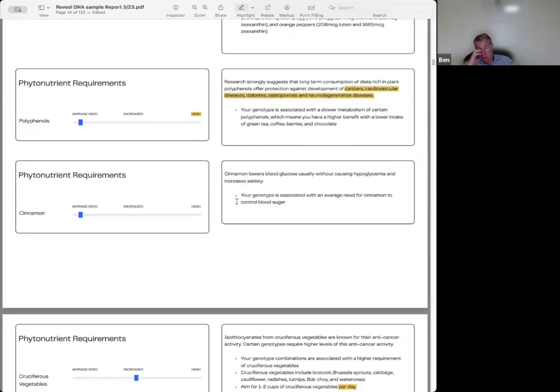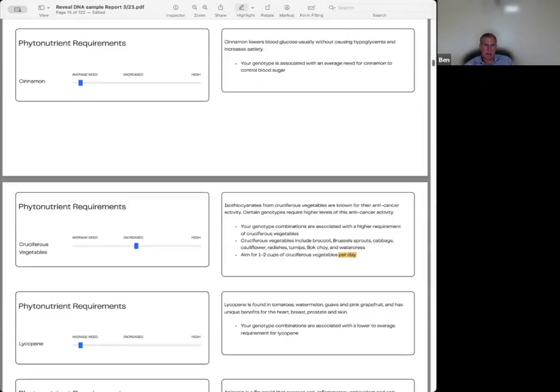Cinnamon. So there's a gene that tells us if cinnamon is important. And it can help with blood sugar handling and satiety, so fullness. So if it comes up increased or high, you're going to look at getting cinnamon into the diet of the patient or supplementing.